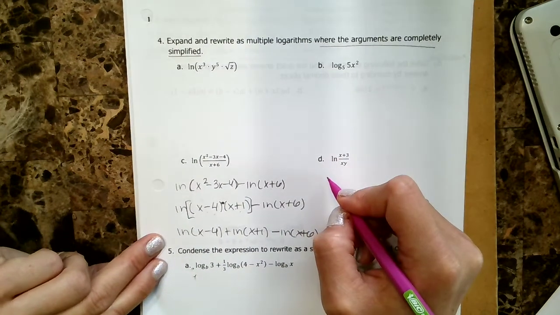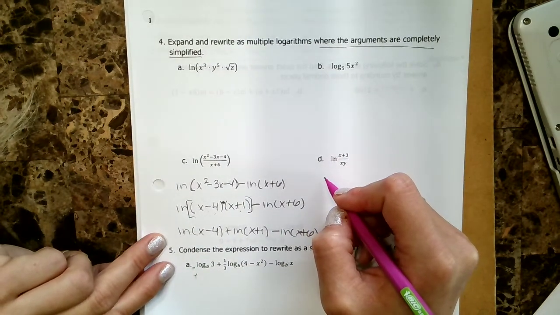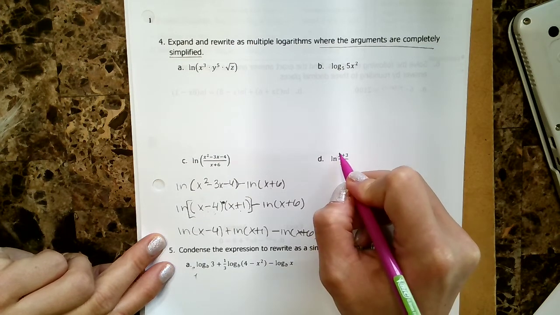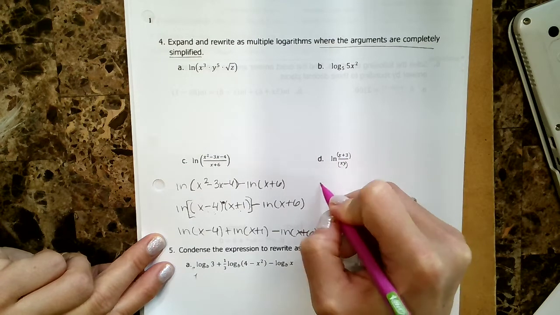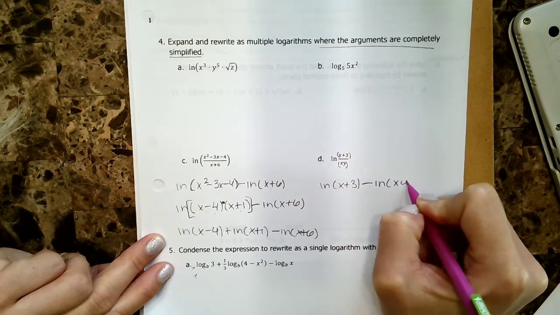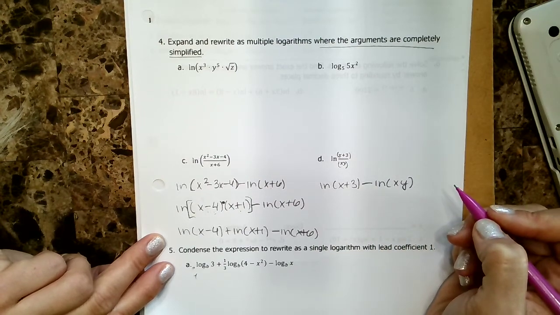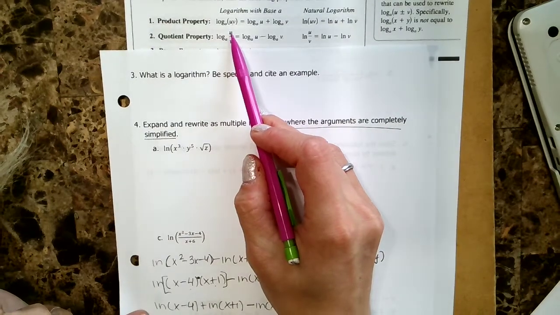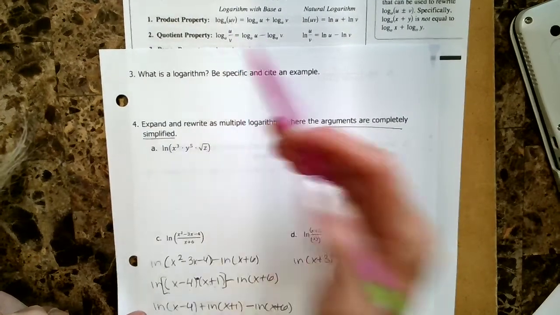All right, for D. Yep, okay. So again, product property, numerator, denominator. So natural log of x plus 3 minus the natural log of x times y. So that's just our quotient property, right? We did the numerator minus the denominator.